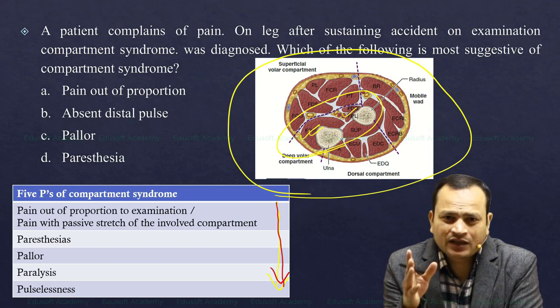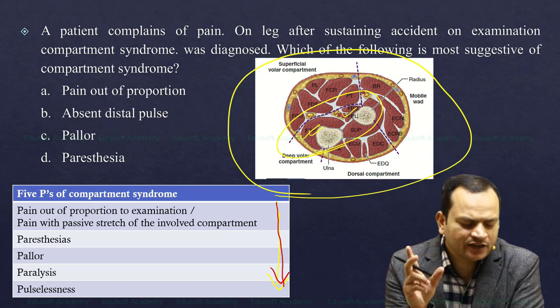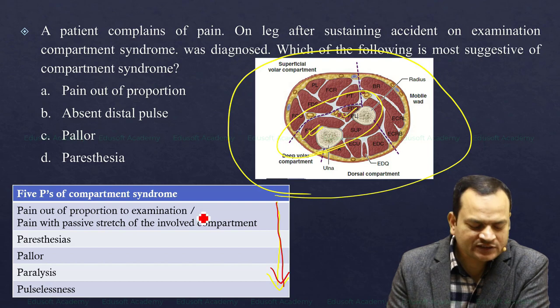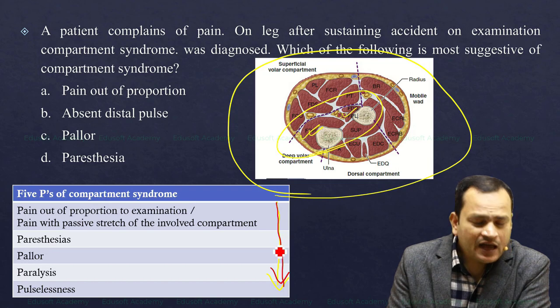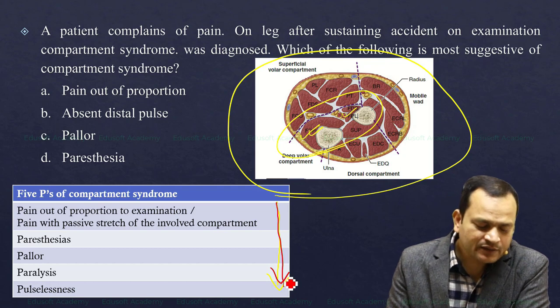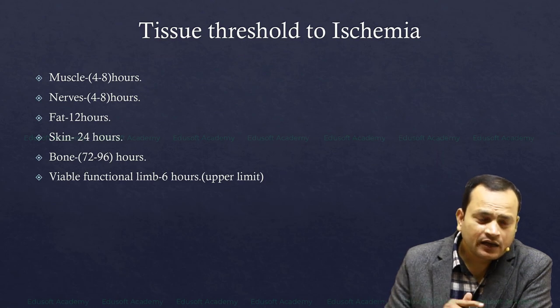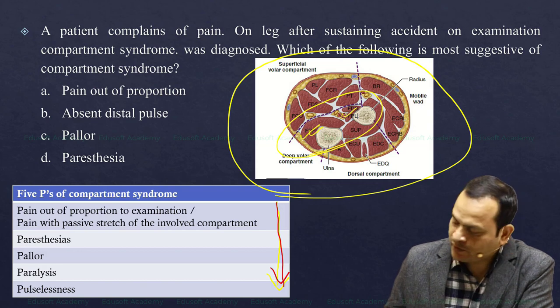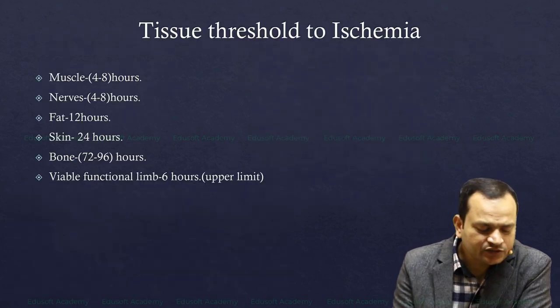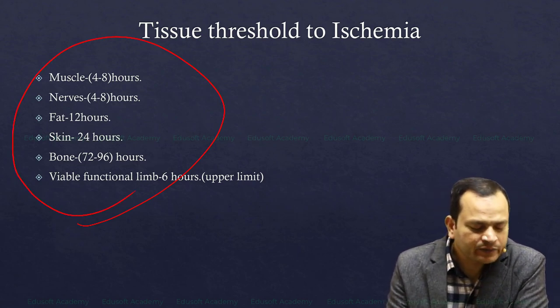Okay, so just take care of the question, what it is specifically asked. They can easily confuse you. So pain out of proportion to examination is the first sign to appear, followed by paresthesia, that is a different sensation, and then the pallor of the limb, paralysis, and the last one to appear is the pulselessness. So the correct answer for this is pain out of proportion.